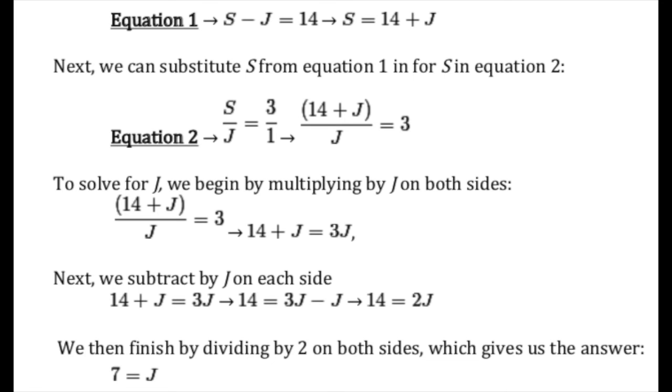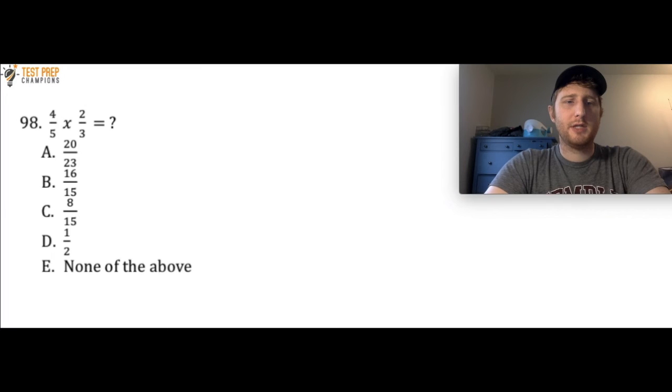You can pause the video, take all the time you need, and then when you're ready, we'll go on to the next question. So the next question is 4 over 5 times 2 over 3. Is it A, 20 over 23, B, 16 over 15, C, 8 over 15, or D, 1 over 2, or E, none of the above?